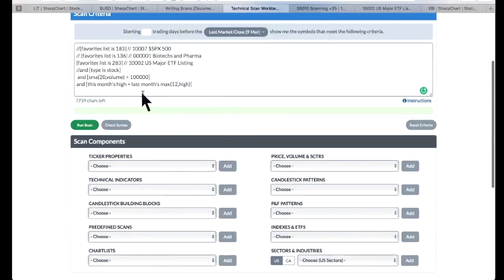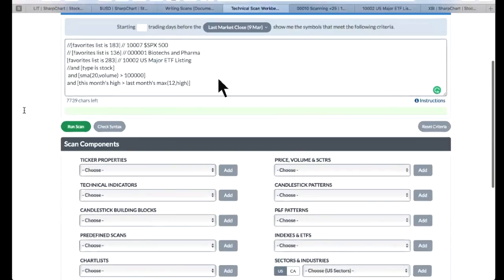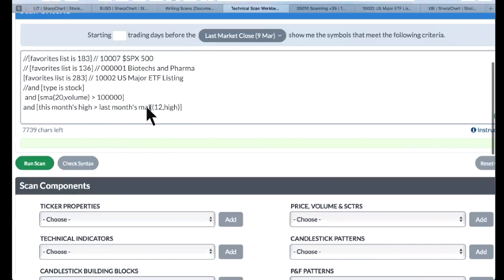But the important line here is, you can either scan inside a chart list, or you can scan the overall broad market. But let's just pick something here. So here, this month's high is greater than last month's high for the last 12 months, and you just want to pick the high. So what it's going to say is, if an intraday high this month was higher than any time in the last 12 months, give me that list. So anywhere from the 1st to the 9th of the month so far, if it's higher than it was, then it's going to show me this scan result.